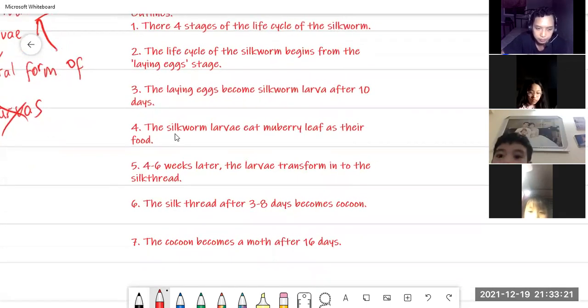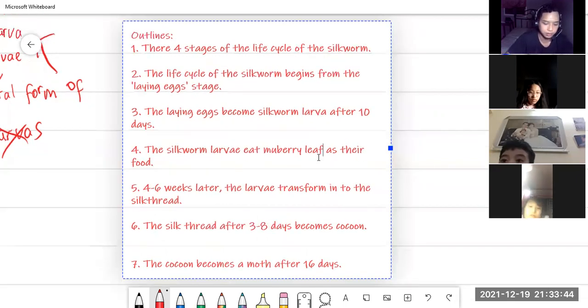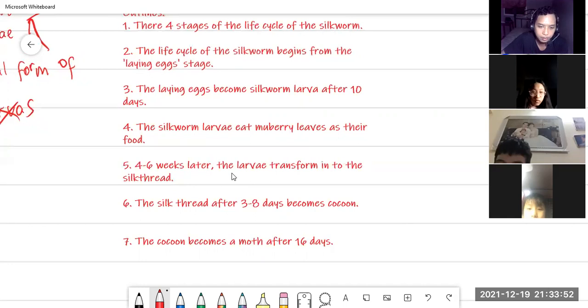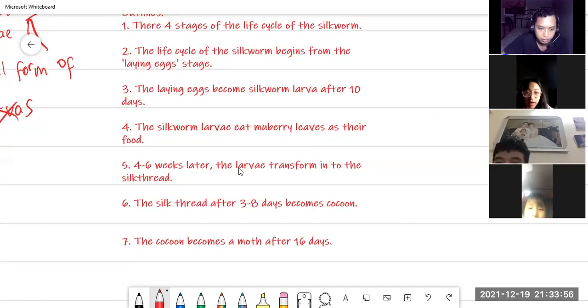Can you read this again? Number 4: the silkworm larvae eat mulberry leaves as their food. Leaves, yes. Next, number 5: 4 to 6 weeks later, the larvae transform into the silk thread. Very good. Number 6: the silk thread after 3 to 8 days becomes cocoon. Okay, next.